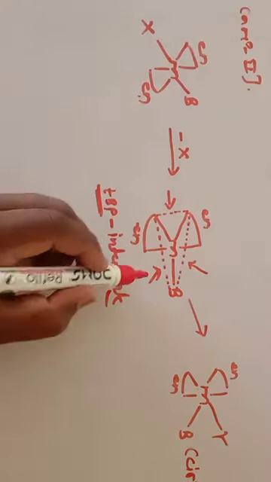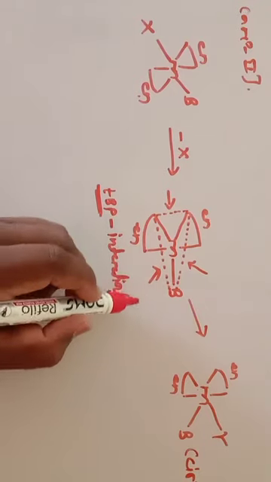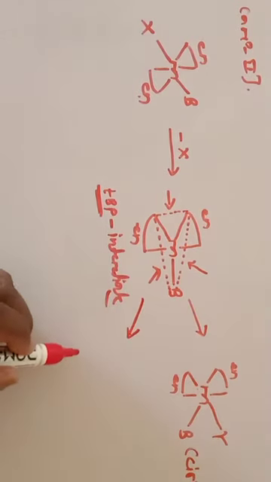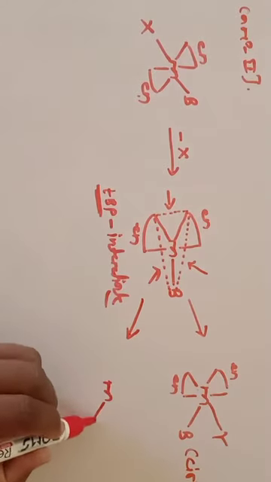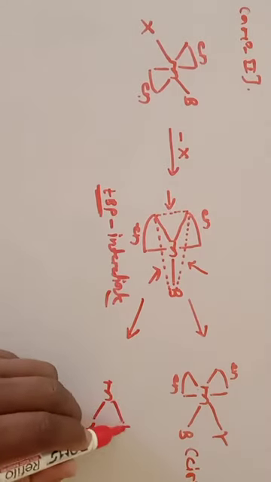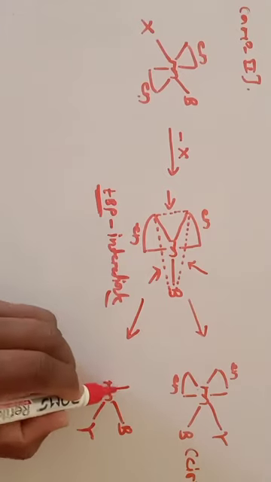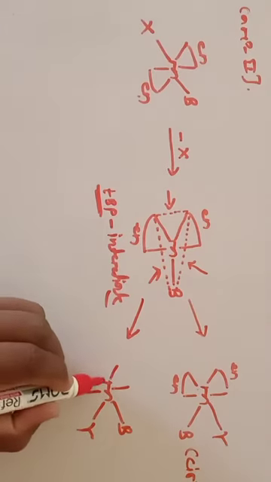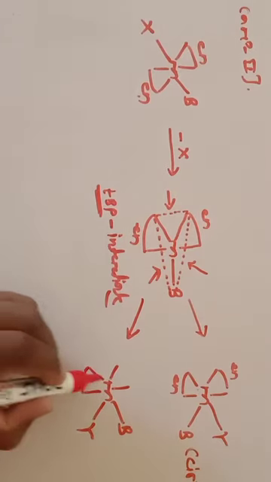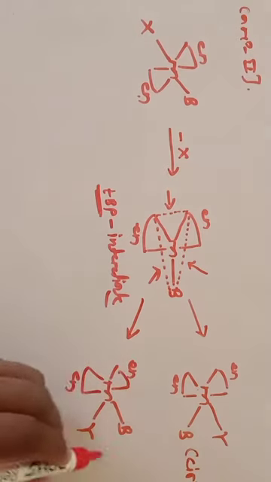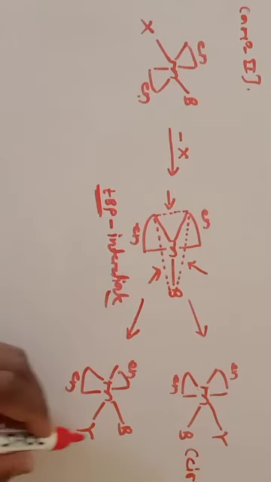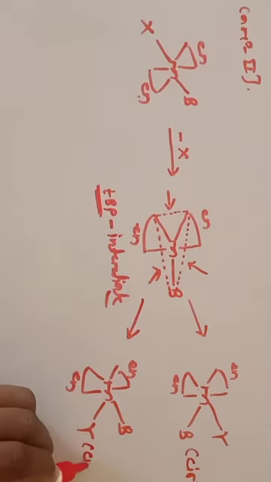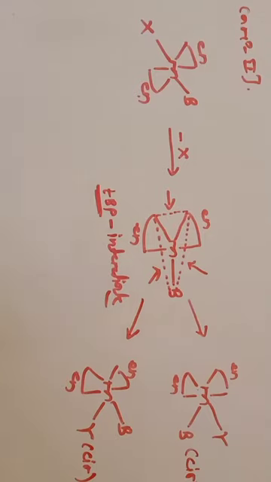What happens when it is attacked from this side of the triangle? So what is the product? We get this, that is Y, it will attack, and there is a B, and the remaining is en, this is en. Again we get the cis isomer, because this B and Y are cis to each other. So this is also your cis product.